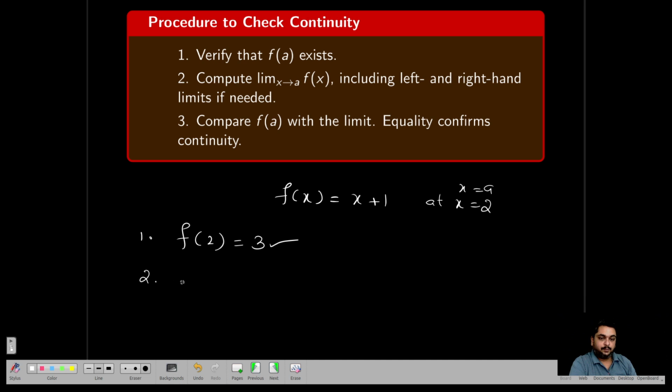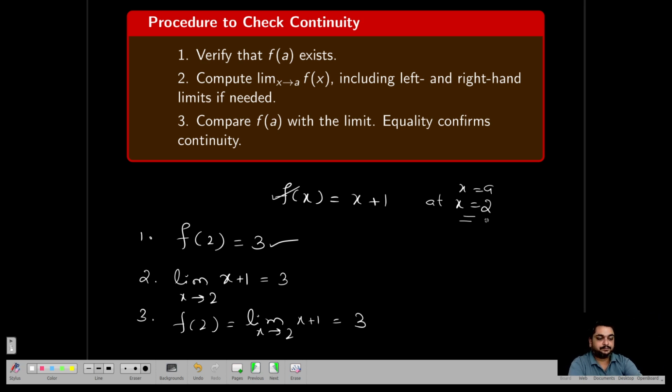Second, compute the limit as x approaches A, that is x approaches 2, of x plus 1. It exists. Both the left hand limit and the right hand limit exist, and they are equal to the value L, which is 3. And then f of 2 should be equal to the limit as x approaches 2 of x plus 1. So that is equal to 3. Both are equal to 3. Hence, this function is continuous at x equal to 2. That is the meaning.